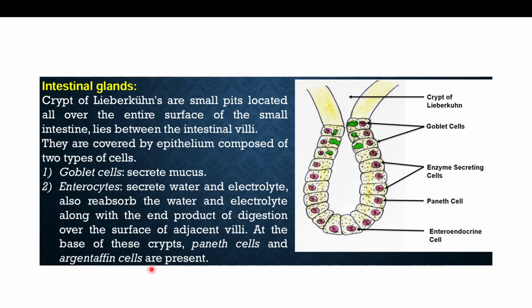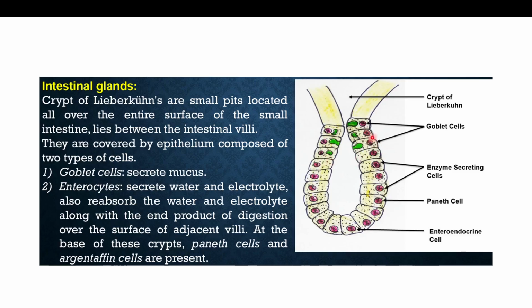Then there are the crypts of Lieberkühn, which are small pits located all over the entire surface of the small intestine, lying in between the intestinal villi. These crypts are covered by epithelium composed of two types of cells.